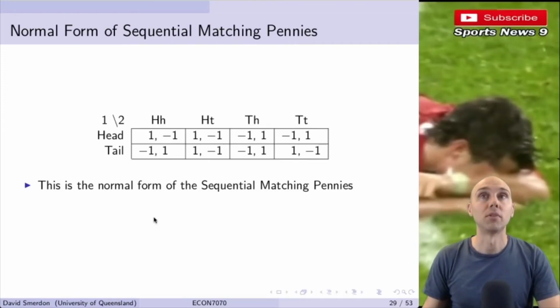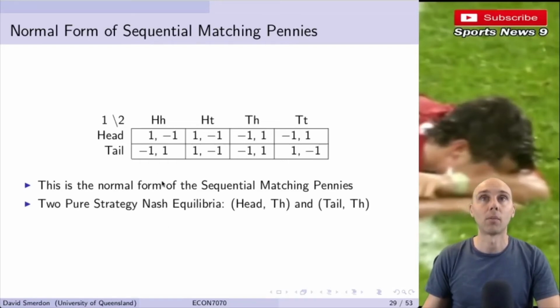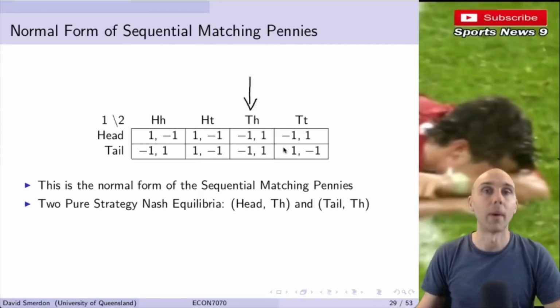Well, when we do this, we'll find that there are two pure strategy Nash equilibria. They are: player 1 plays heads and player 2 plays tails if heads and heads if tails. The second one is: player 1 plays tails and player 2 plays tails if heads and heads if tails. The key point is that player 2's strategy, tails-heads, is simply just the best by far.